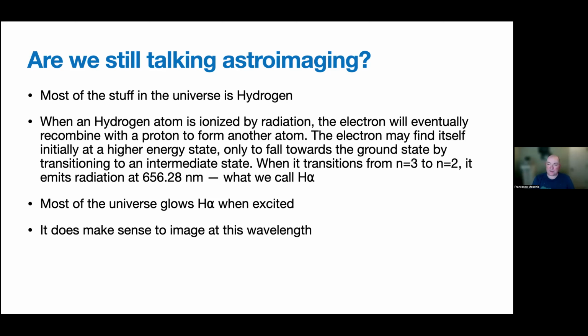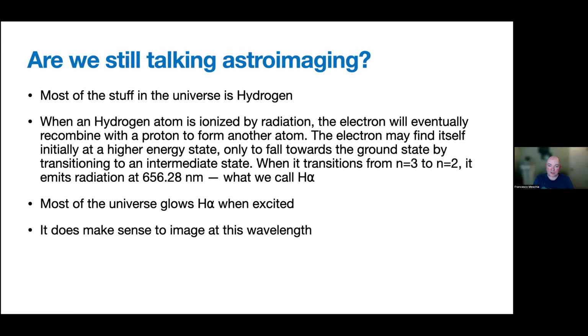But when doing so, the electron may find itself initially at a higher energy state than the one that it was previously, because it has received some of the energy from the incoming radiation. And it will eventually fall towards what we call the ground state, the lowest energy state, by transitioning into intermediate states. When it transitions from the state associated with the principal quantum number 3 to the principal quantum number 2, it emits radiation at a very precise wavelength of 656.28 nanometers. And that's what we call hydrogen alpha.